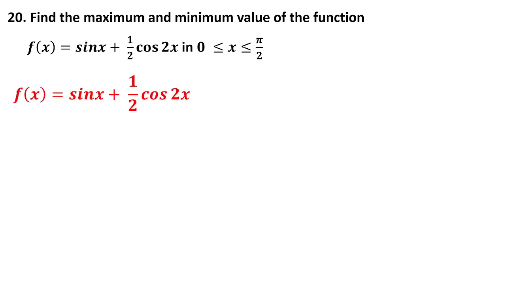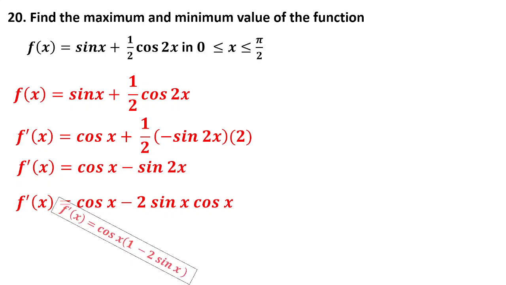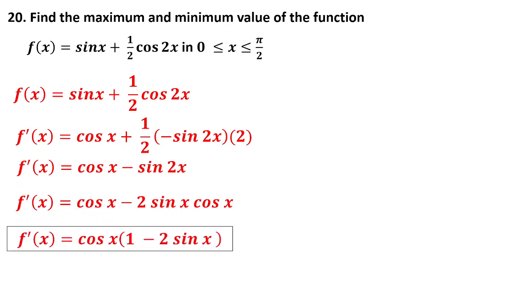Let us take f of x and differentiate. Cos 2x differentiation is minus sin 2x into 2. I am getting cos x minus sin 2x. I have to equate it to 0. For that, let me write sin 2x as 2 sin x cos x. I have to take cos x outside. It will be cos x into 1 minus 2 sin x. I have kept it ready to equate it to 0.